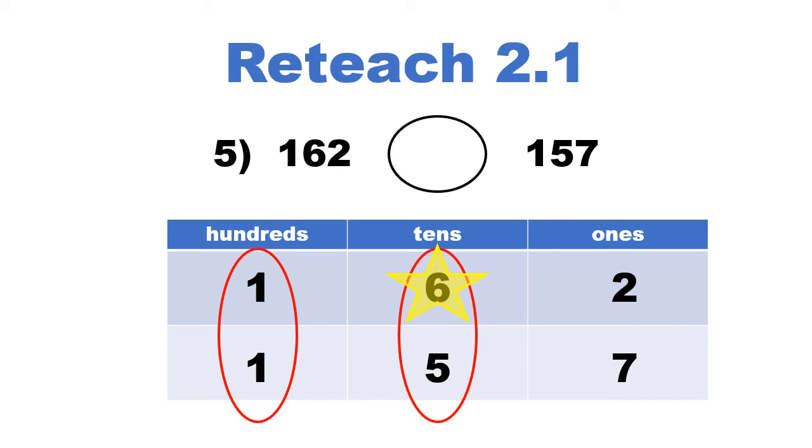So here is the correct answer for number 5. 162 is greater than 157. If 6 is greater than 5, then that means that 162 is greater than 157. That alligator mouth is eating the greater number, and the arrow is pointing to the lesser number.